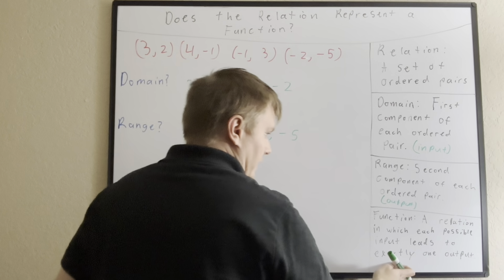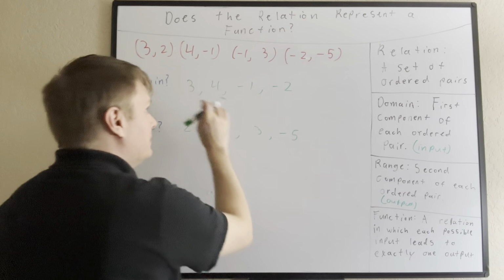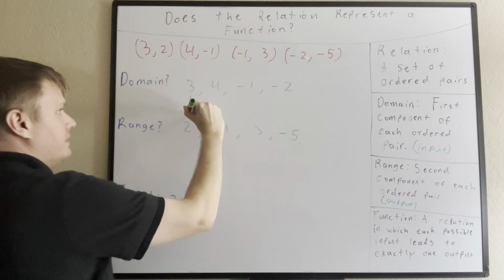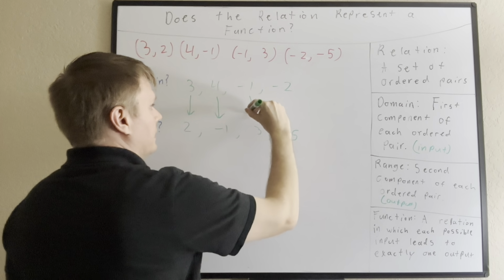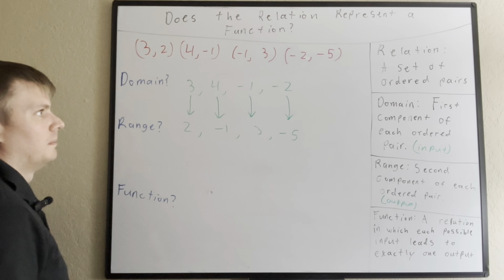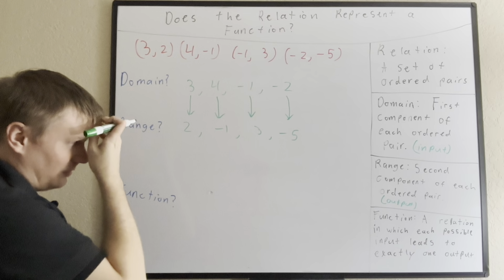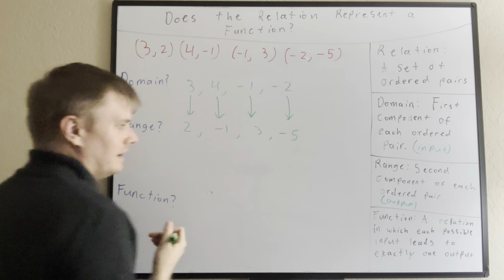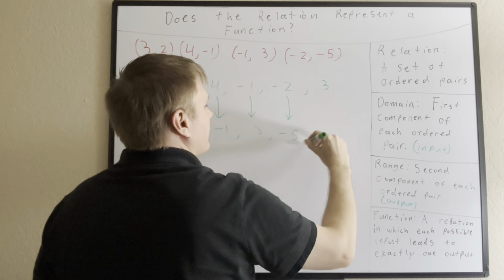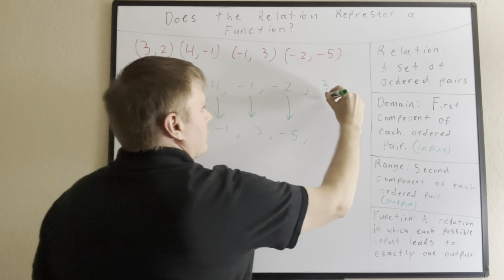Okay, but how do we tell if it's a function from all this that we just learned? What is a function? Well, it's a relation in which each possible input, which is a domain, leads to exactly one output. Okay, 3 leads to 2, 4 leads to -1, -1 leads to 3, and -2 leads to -5. What does that mean? Exactly one output? Well, what if we put in 3 once again to this relation? What would we get out?